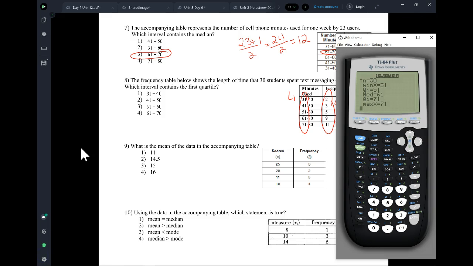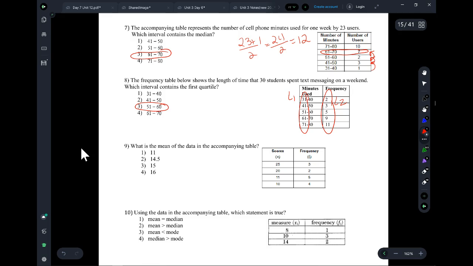Okay, hopefully that gave you enough time to try it. Which interval contains the first quartile? Q1 says 51 is what it's spitting out, so that must tell me that the interval 51 to 60 is where that first quartile would fall.